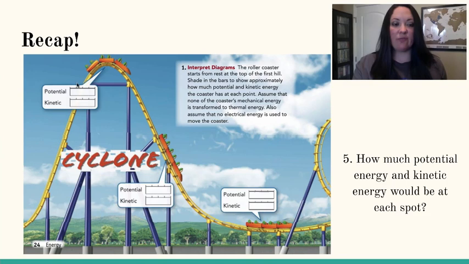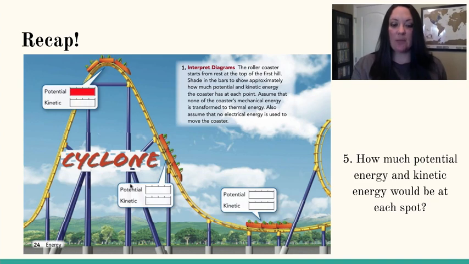So let's look at our first box here. Remember, the roller coaster is at the top of the hill. It hasn't gone down yet. So if we can remember that, it's going to have the maximum amount of potential energy. So it's all potential, no kinetic.